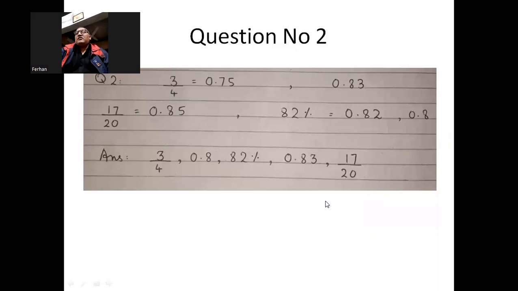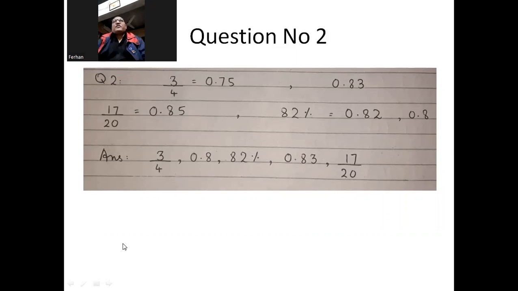Okay. So question number 2 showing up on your screen. You see 3 by 4, 0.75, and 17 by 20 is 0.85. 82% means 0.82, and the last number is 0.8. So the smallest of them will be this one, 3 by 4. Then you will have 0.8, and then you have 82%, and then you will have 0.83, and then you will have 0.85, and that is 17 by 20.